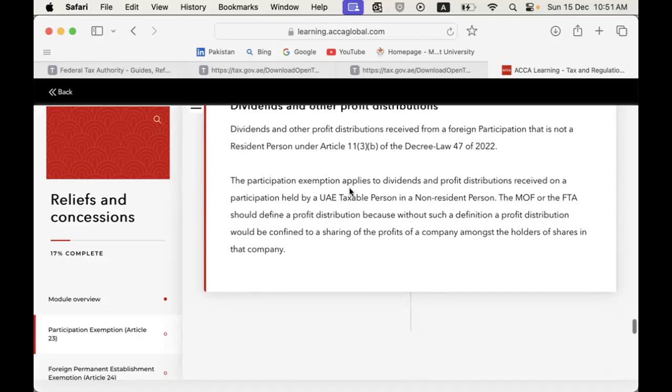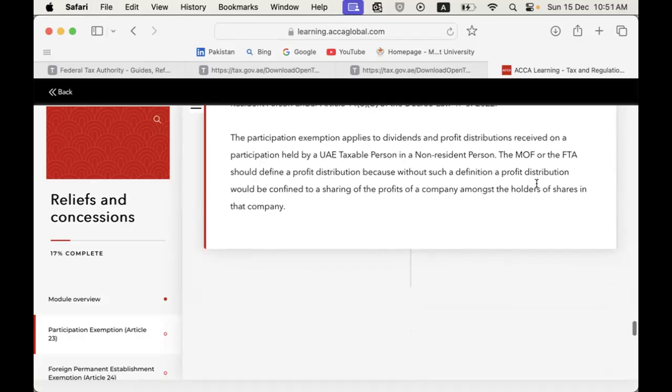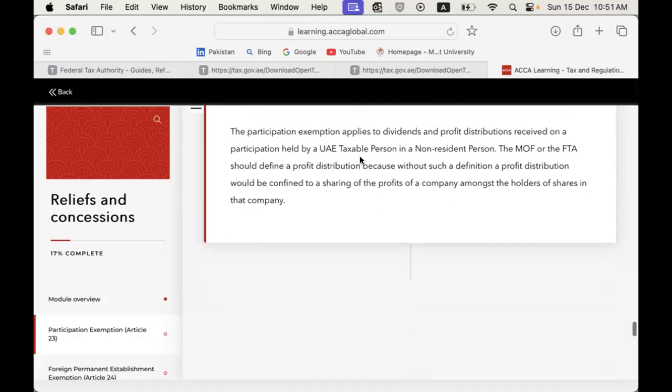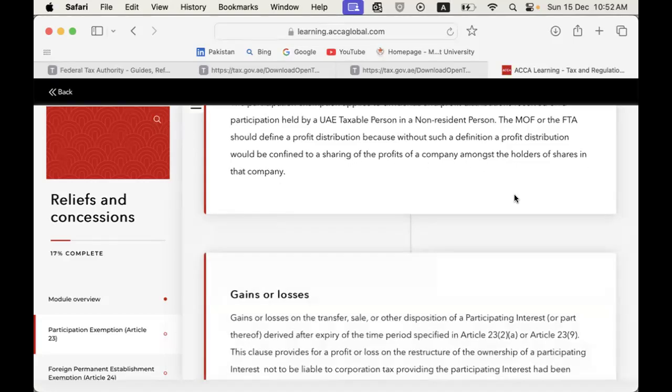So the participation exemption applies to dividend and profit distributions received on a participation held by a UAE taxable person in non-resident persons. The Ministry of Finance or the FTA should define a profit distribution, because without such a definition, a profit distribution would be confined to a sharing of the profits of a company amongst the shareholders of shares in that company.